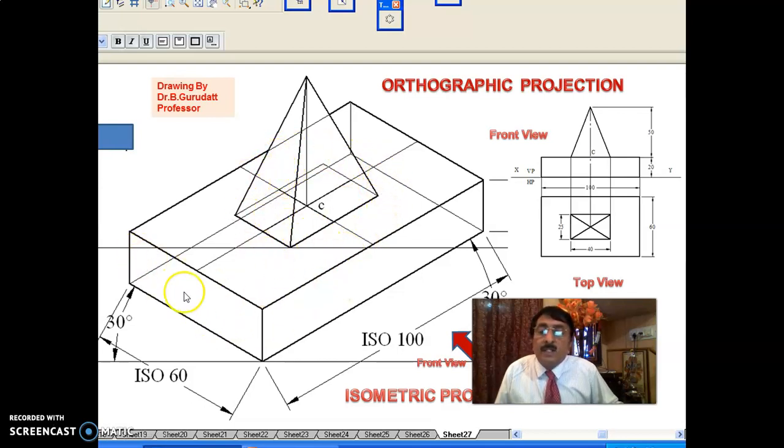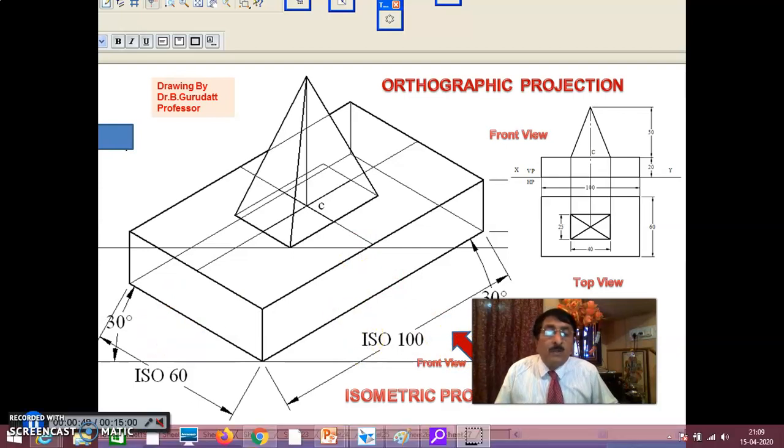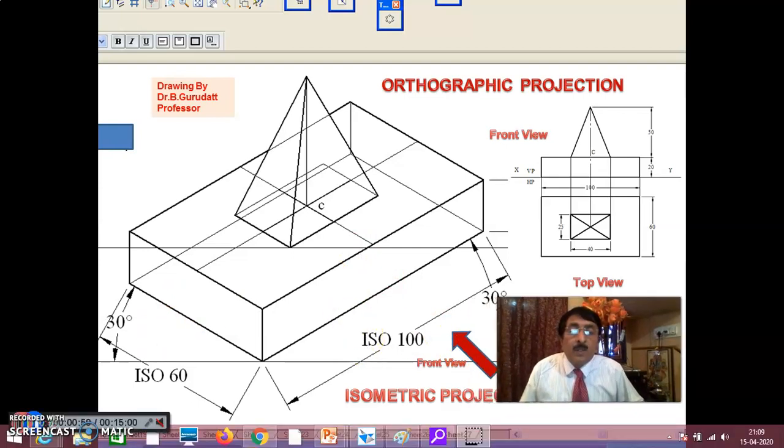How to draw this? That is a rectangular prism, 60 by 100 is the base solid, over which you have a rectangular pyramid. Okay, rectangular pyramid. For this, you have to draw the orthographic projections, the front view and top view. See here again, as I told you, always this is the problem that will be given to you. Once they give it, first look for the direction.